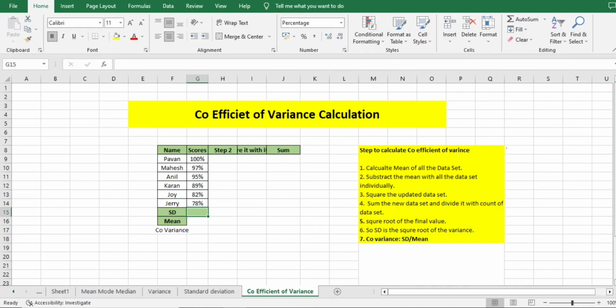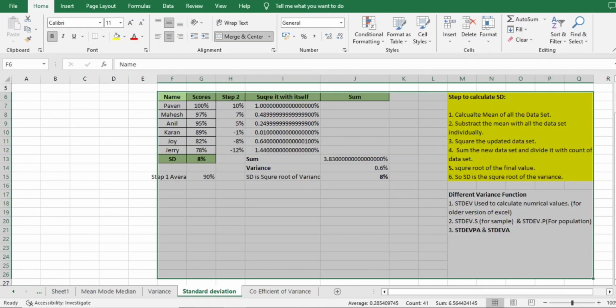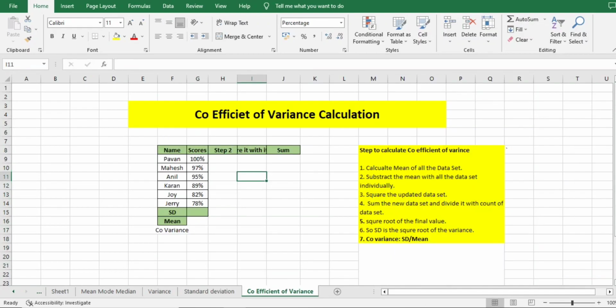So let's start this concept, coefficient of variance calculation. Guys, before moving to this video, I will tell you the simple funda of how to calculate it. If you know how to calculate standard deviation, then you just need to divide standard deviation by the average. You will get the coefficient of variance. This is the easiest way you can do it. Now, how to calculate standard deviation, we have already explained in the previous video. You just check it out, guys. You will get to know all the information about it.